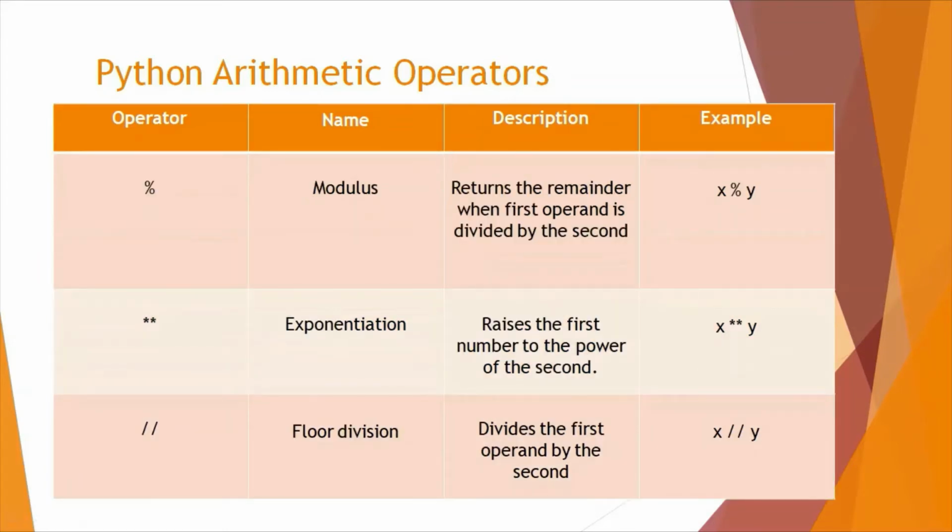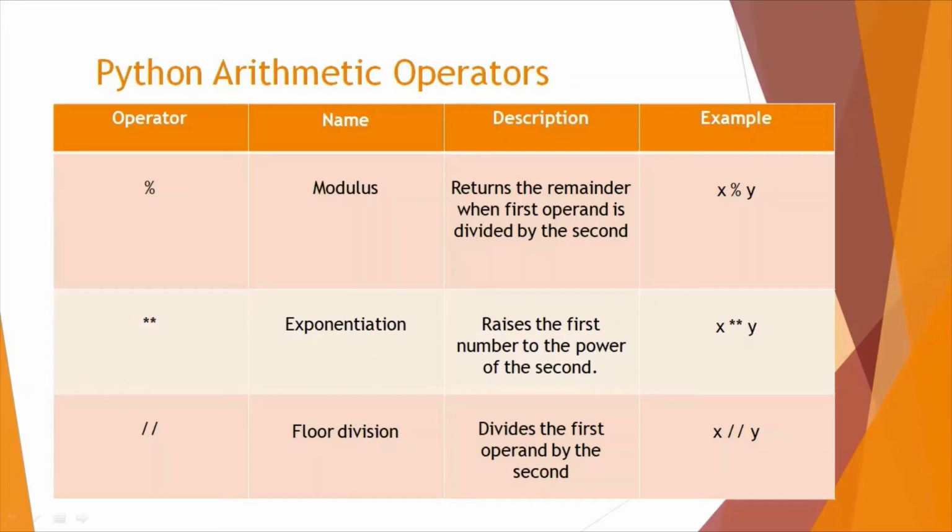Moreover, in Python arithmetic operators, we have modulus, which will return the remainder when the first operand is divided by the second, here x modulus y. Double multiplication is equivalent to exponential, which will raise the first number to the power of the second, so it will be x to the power y. And we have the double division, which is equivalent to floor division, which will divide the first operand by the second and give the answer in integer form, as it will truncate the floating part. So it is x double divide y.